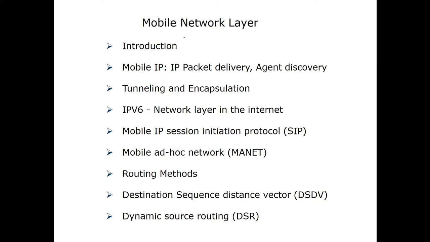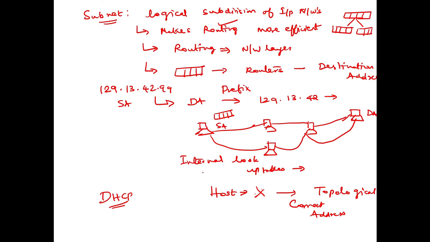In this unit we have an introduction to mobile IP. IP stands for Internet Protocol. Then we are going to see Internet Protocol packet delivery, agent discovery, tunneling and encapsulation, the IP version 6 network layer in the internet, and Session Initiation Protocol with respect to the advanced version of mobile IP, and then mobile ad hoc networks and the routing protocols. These two are the routing protocols, DSDV and DSR. So let me start with the introduction.